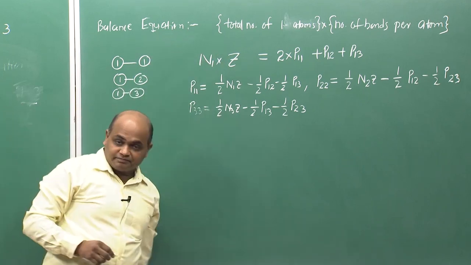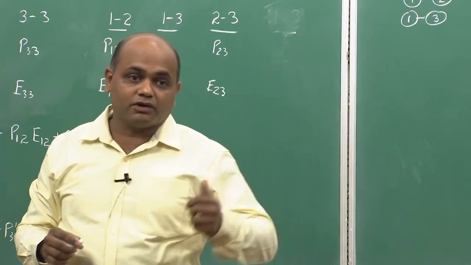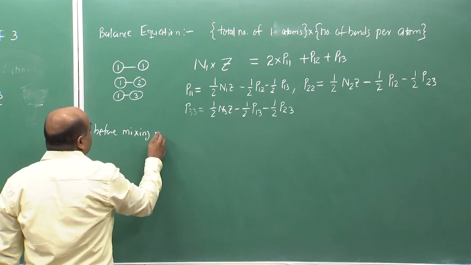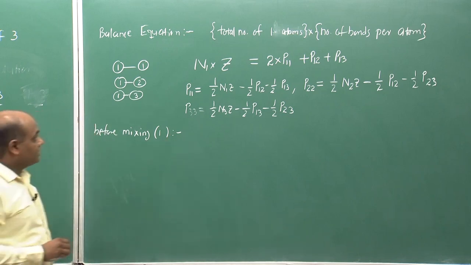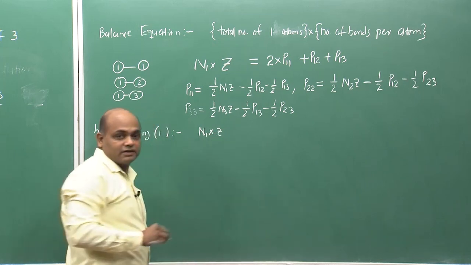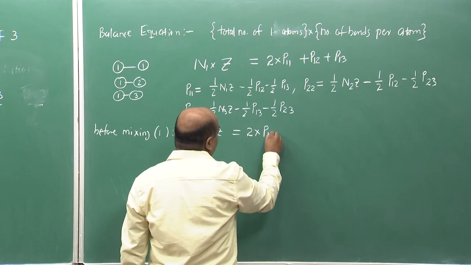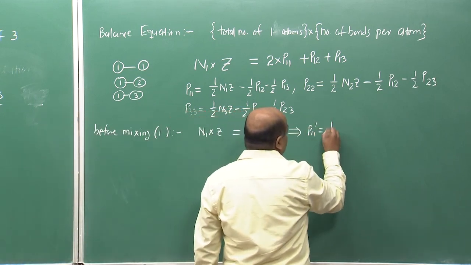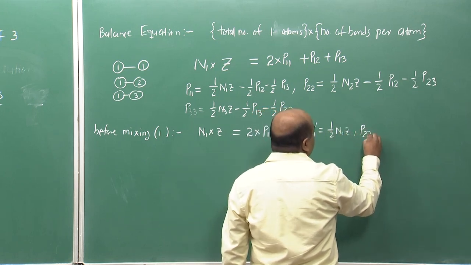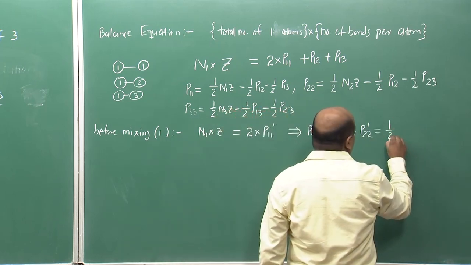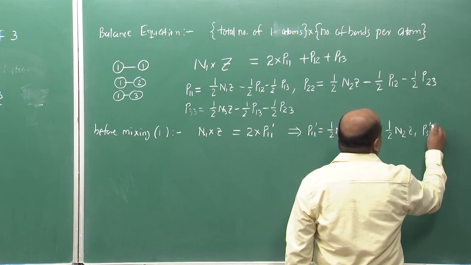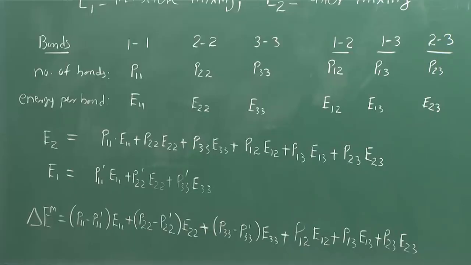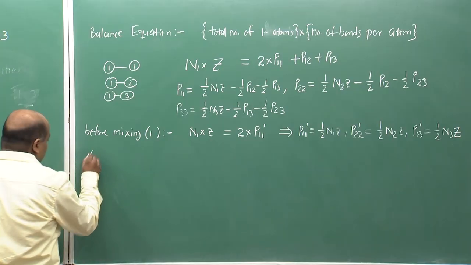Now, let us apply this equation before mixing, where we essentially have pure 1, pure 2 and pure 3. So, before mixing, if we consider element 1, N1 times Z should be equal to 2 times P11 prime, because there are no dissimilar bonds, and so P11 prime is essentially 1/2 N1Z. Similarly, P22 prime will be 1/2 N2Z, and P33 prime should be 1/2 N3Z. So, now if you substitute for P11 and P11 prime in this equation, we can find delta EM.